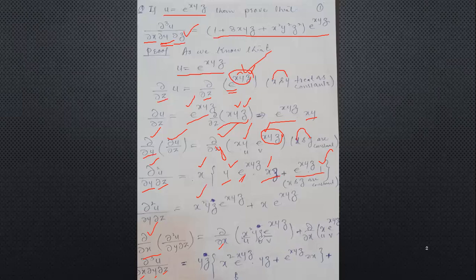In the first term, we have two terms of x. One is x square and the second is e power xyz, and both are in multiplication. But y and z we consider as constants here, because we are differentiating with respect to x. So y and z we consider as constants, so take y and z common.